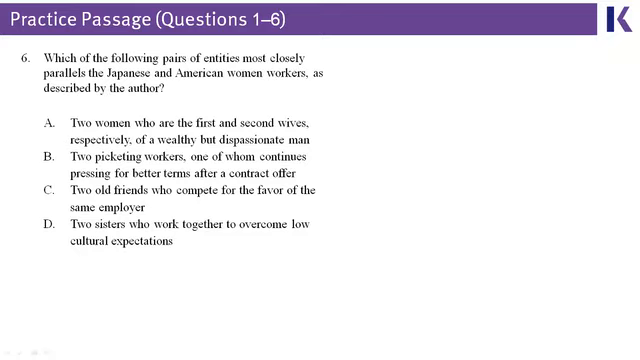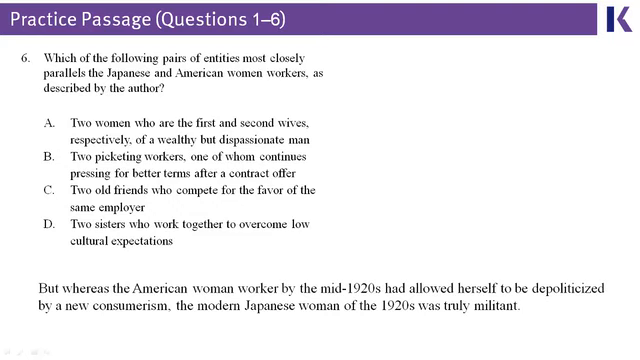Finally, we're going to hit that tough reasoning in question 6, the last question that we left for later. And we need to go back to the passage and think about the Japanese and American women workers and how they compared to one another. So when you go back to the passage and research that, we see that the woman worker had allowed herself to be depoliticized, and the modern Japanese woman was truly militant. Militant meaning here that she stuck to what she decided to stick to in the first place.